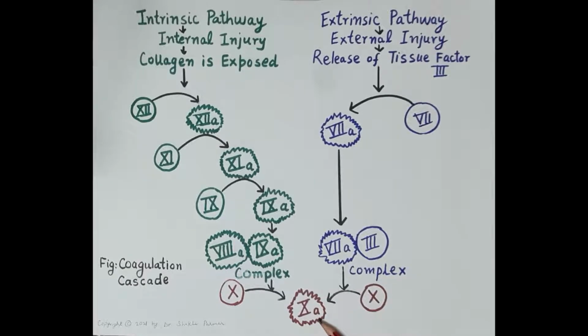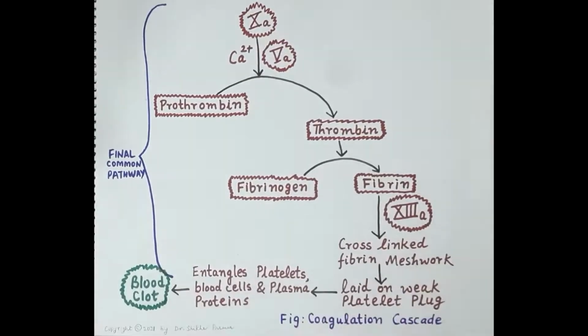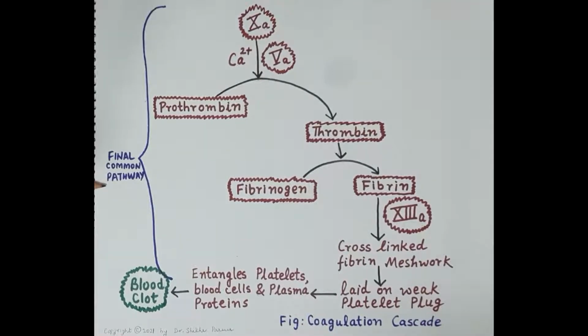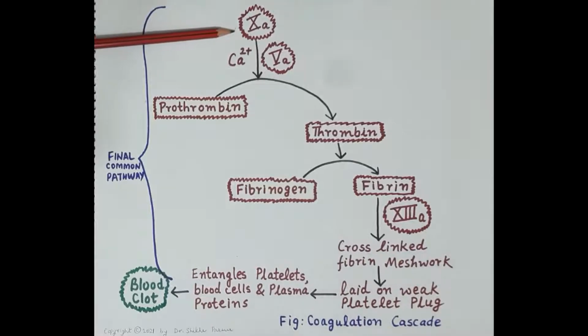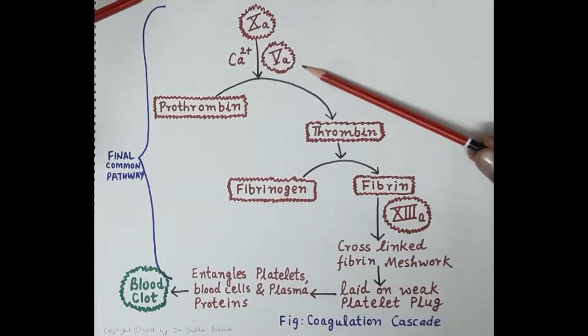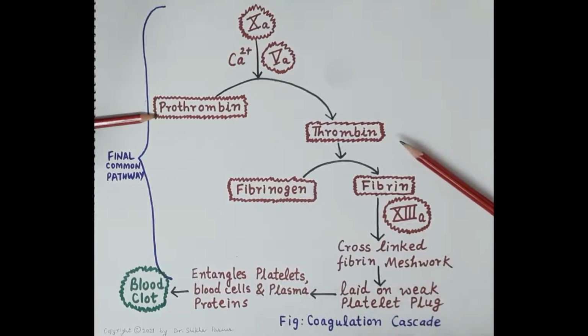And this is followed by the common pathway, that is a pathway which is common to both extrinsic and intrinsic pathways. This slide shows the common pathway. Both the intrinsic pathway and extrinsic pathway activate clotting factor 10, that is 10A, the activated clotting factor 10. Now activated clotting factor 10A, along with clotting factor 5A and calcium, activates prothrombin to thrombin. Prothrombin is clotting factor 2, which is activated to thrombin.